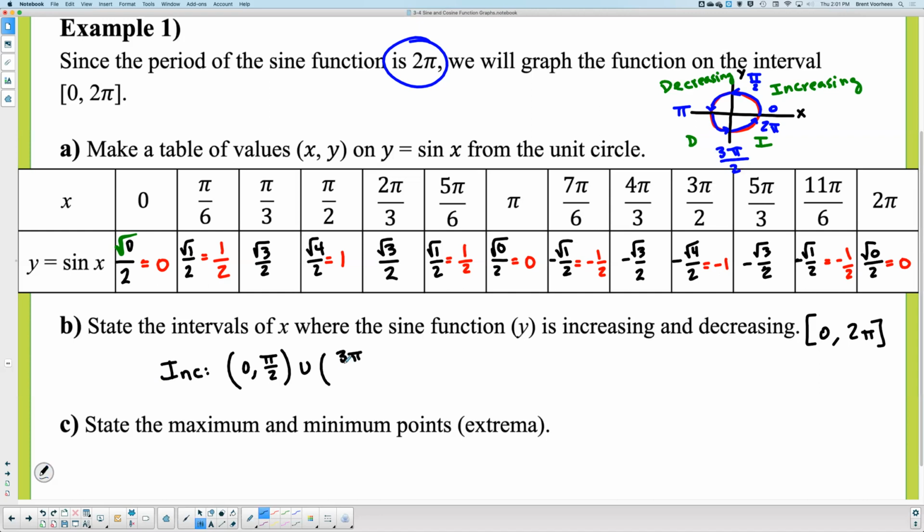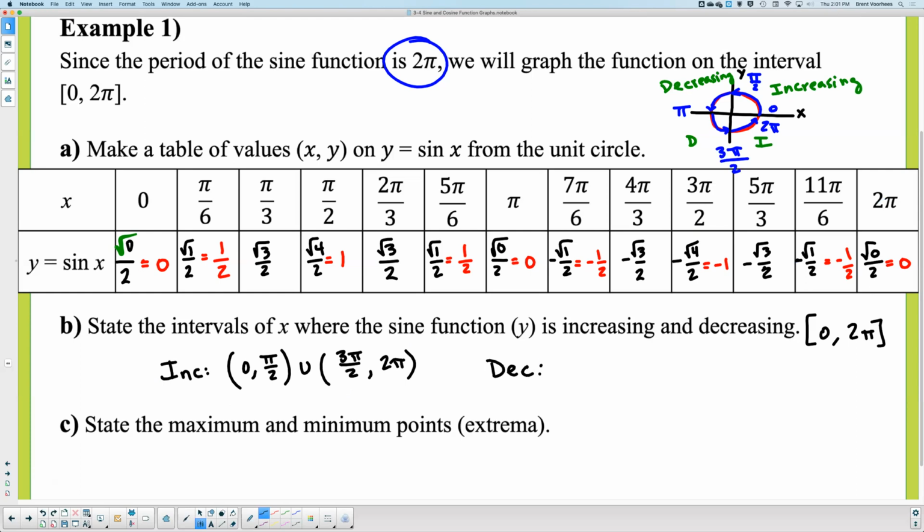And when did we quit increasing as far as 0 to 2 pi? We went from 3 pi over 2, which is here, until 2 pi. We kept increasing the whole way till 2 pi. That's where we increased.